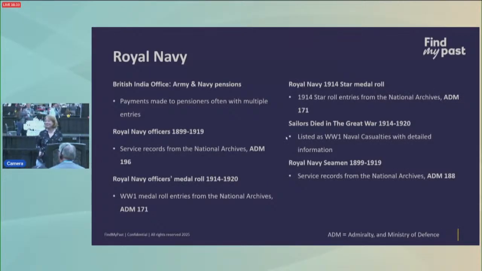The Royal Navy records include a whole list of materials. You're looking at material from the British India Office. That includes Army and Navy pensions. You're looking at Royal Naval officers, medal rolls, the seamen themselves, even lists like the sailors who died in the Great War, which is obviously transcribed after the conflict is over, and has a lot of detailed information.